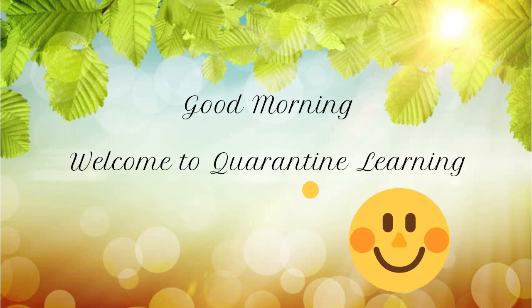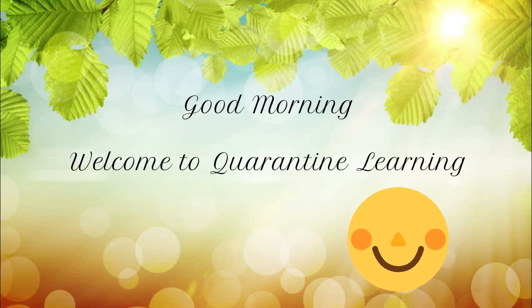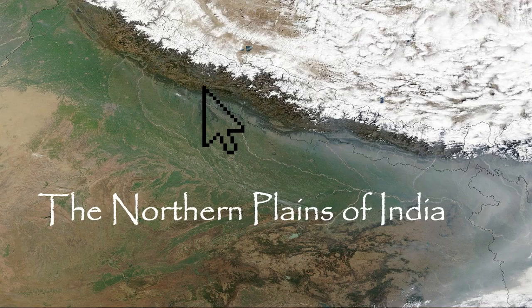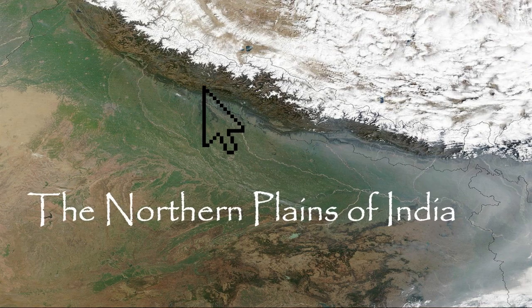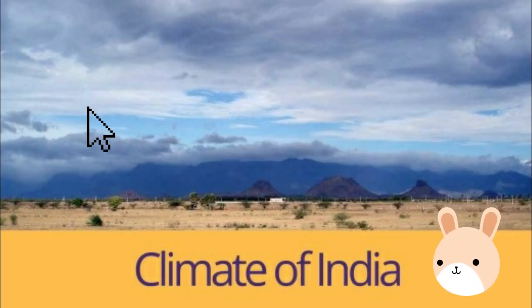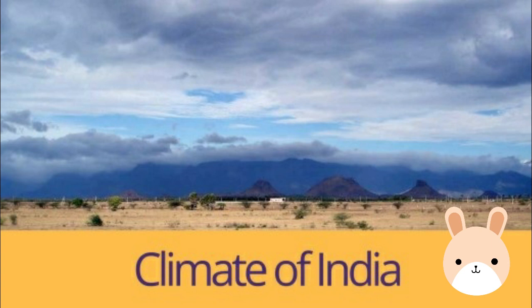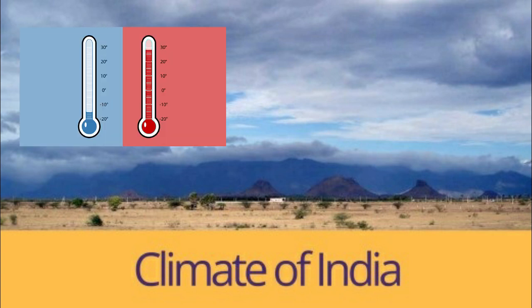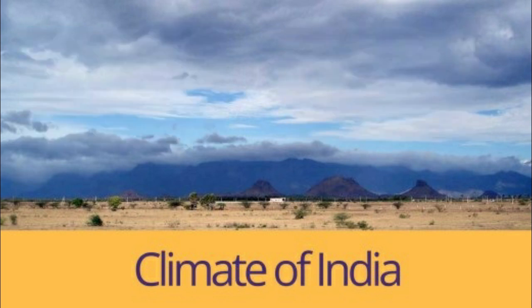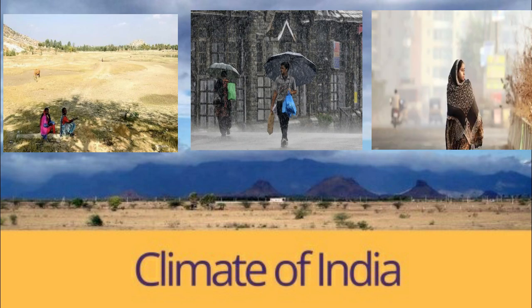Enjoying learning? In the last lesson, we learned about the northern plains, the river basin, and the life of the northern plains. Now, today we'll be learning about the climate of India. The climate of India mainly refers to the conditions of temperature and rainfall in a place. Based on our climate, India experiences three main seasons: summer, monsoon, and winter.